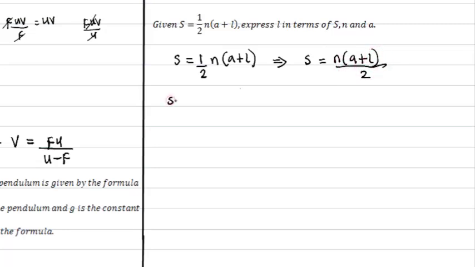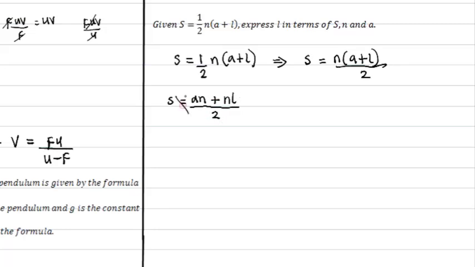So that is S now is equal to, n should multiply each of them. So n times a, an or na, still the same thing, plus n times l, nl or ln, any how you want to arrange these two, it's still the same thing. So divided by 2.